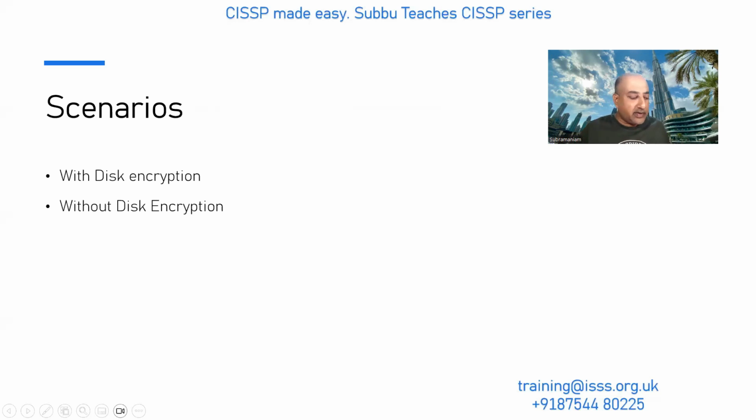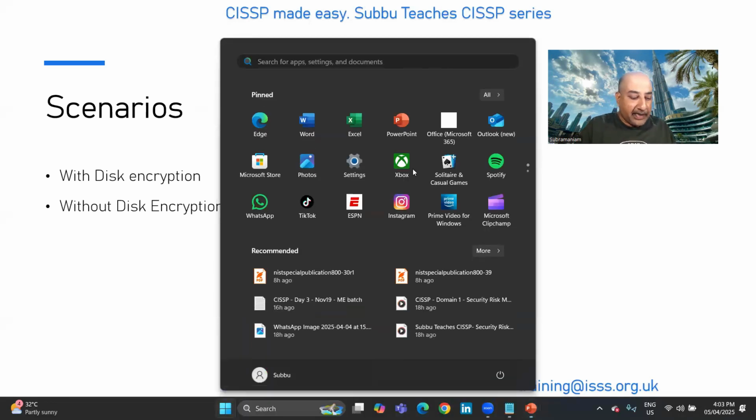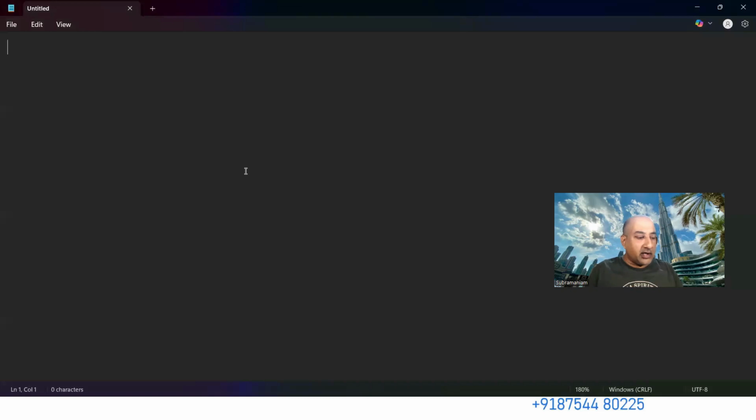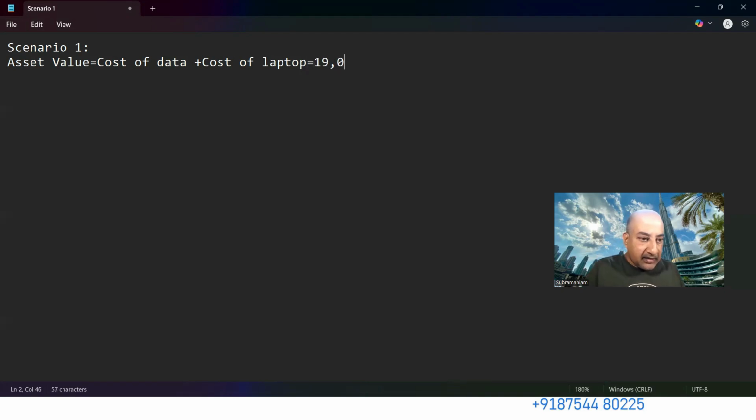Scenario: we have two scenarios to be discussed here. Let me pick up a notepad and do a calculation for scenario one and scenario two. So scenario one, asset value: cost of data plus cost of laptop. Assume there is data on the laptop. So the cost of the data, let's say, is 19,000 USD, plus the cost of the laptop. So the asset value is going to be 20,000 US dollars.